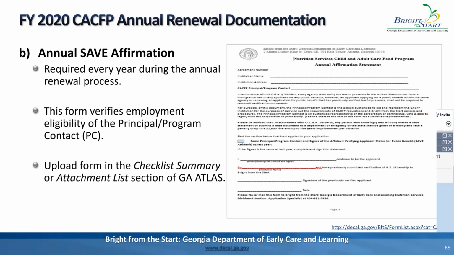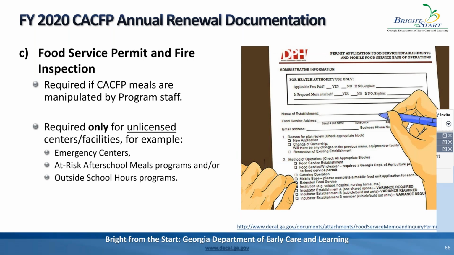Okay, unlicensed or unaffiliated centers, including at-risk, should submit a copy of the current food service permit and fire inspection for the central kitchen location and for the food service management company that provides vended meal service. Valid inspections must be current and have been completed within the last 12 months.